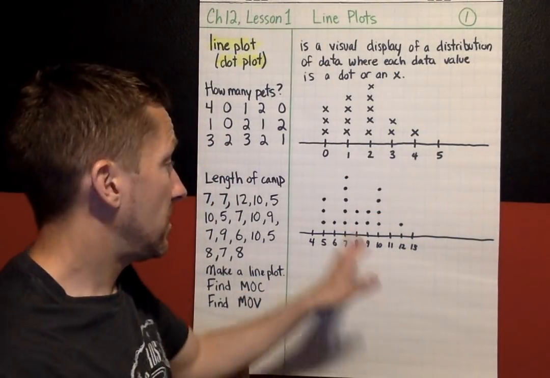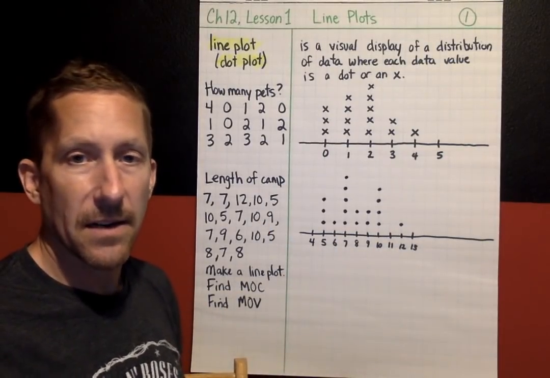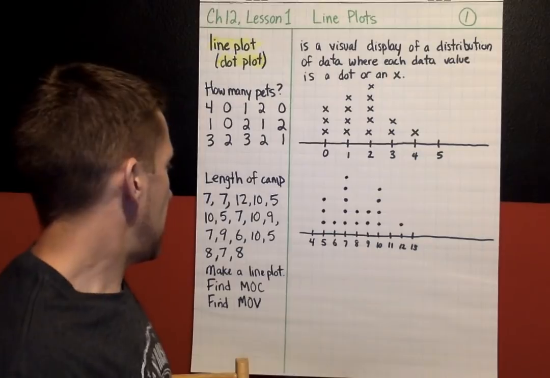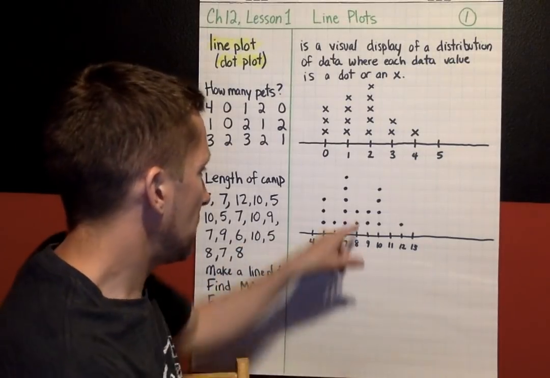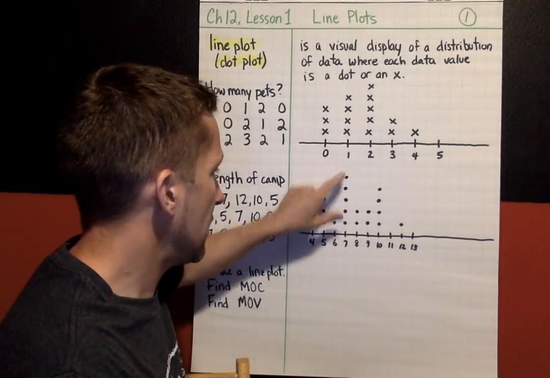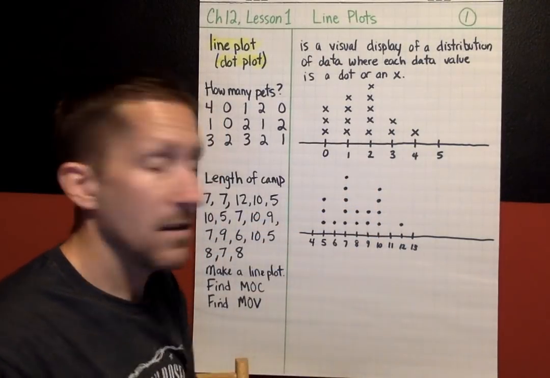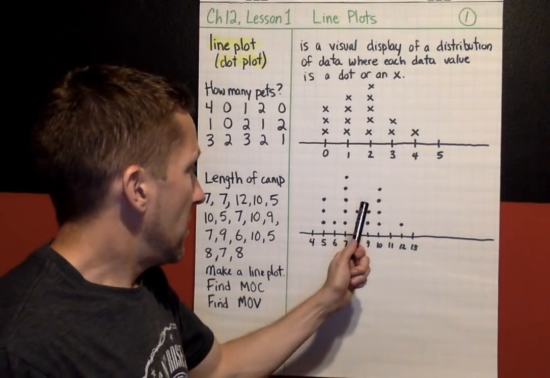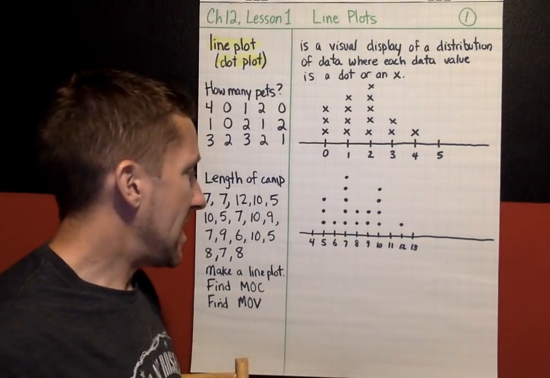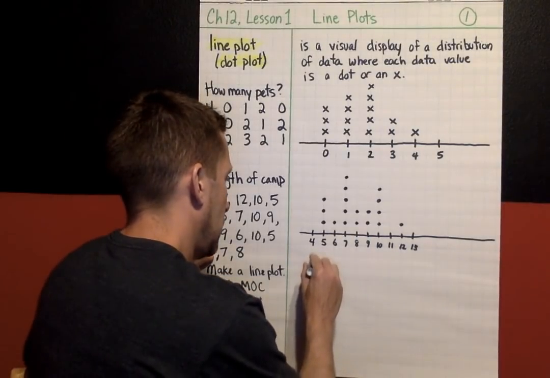So here is my data represented on a dot plot. And I had 18 values. Let's make sure we've got 18. 1, 2, 3, 4, 5, 6, 7, 8, 9, 10, 11, 12, 13, 14, 15, 16, 17, 18. Good. So dot plot for my data, and now let's look at measures of center.